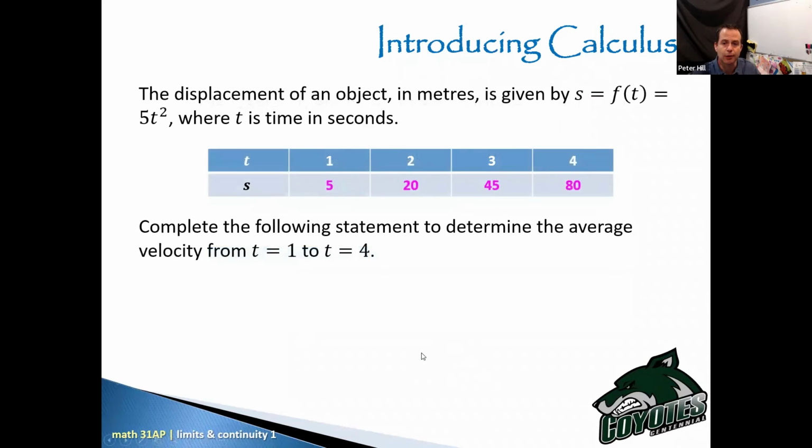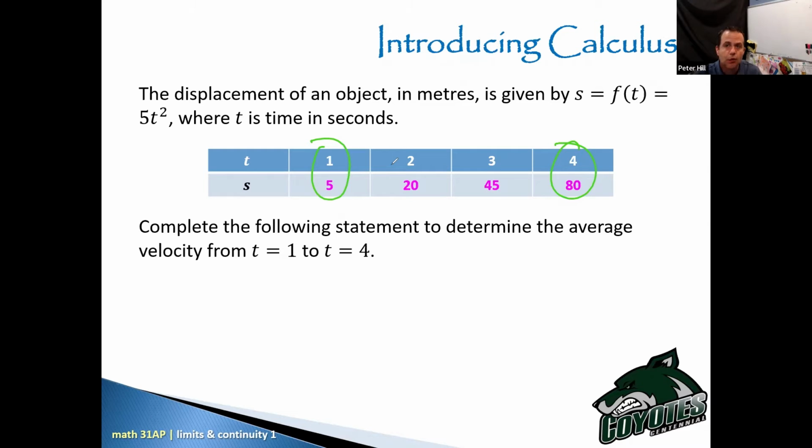Okay, now I want you to complete the following statement to determine the average velocity from t equals 1 to t equals 4. Well, if I want the average velocity from t equals 1 to t equals 4, I'm going to use 1 and I'm going to use 4. That's 2 points. I can figure out the average by taking the slope. So I'm going to go 80 minus 5 over 4 minus 1.